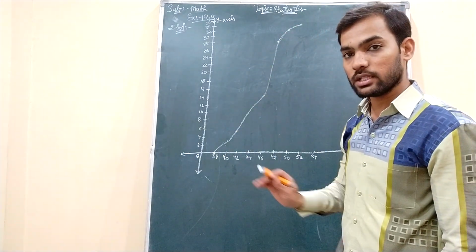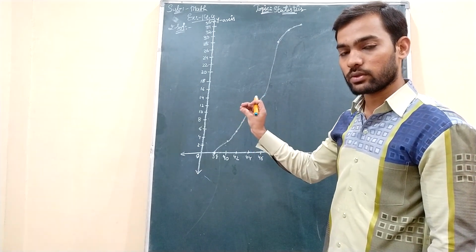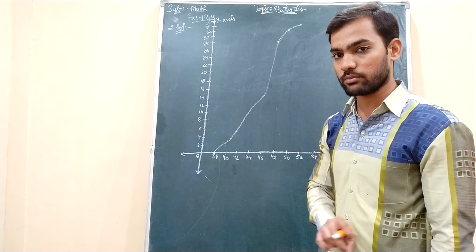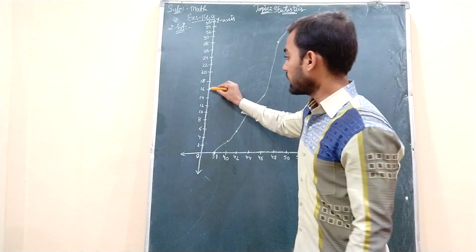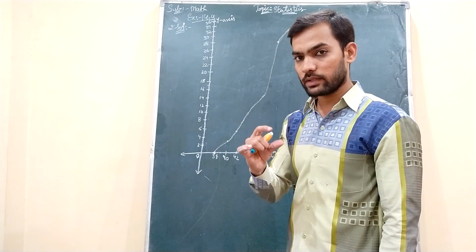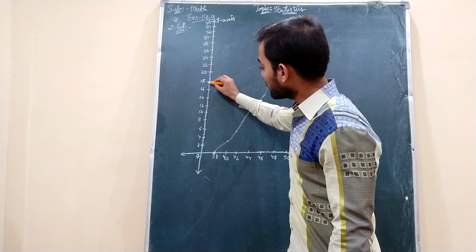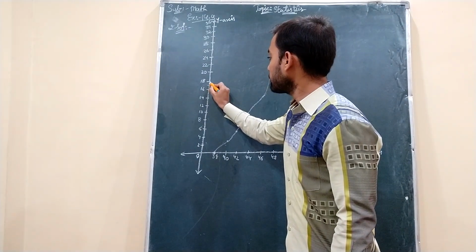Now we need to obtain the median in the graph also. So just now we have seen while doing the verification, n by 2 value we got as 17.5, right? So here we will check where is 17.5. In between 16 and 18 you will get 17, and again in between 17 and 18 you will get 17.5. So this is your 17.5.